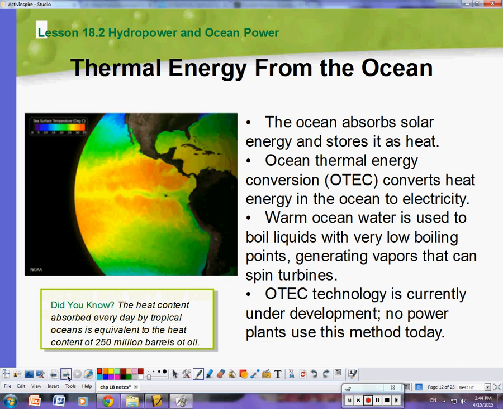Thermal energy, using the heat. Again, heat to boil water to produce steam. We'll use solar energy to use the heat that is there. So they call it OTEC, Ocean Thermal Energy Conversion. So it's going to use that warm ocean water to boil water to produce steam to turn a turbine. It's right there.